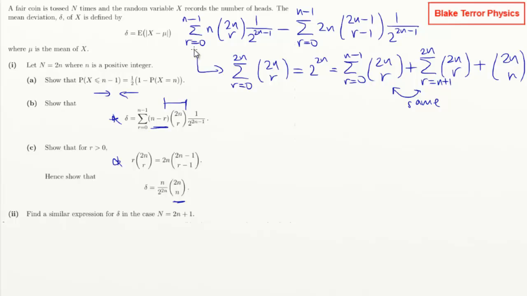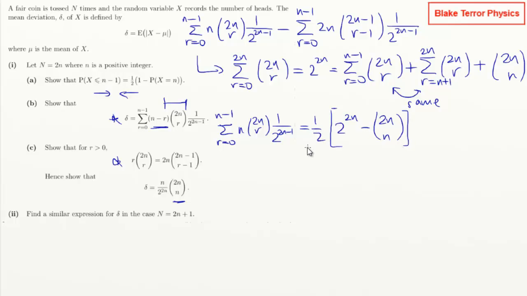So what does that mean for this first sum? The sum from r is 0 to n minus 1 of 2n choose r, times 1 over 2 to the 2n minus 1, is going to be equal to 2 to the 2n minus 2n choose n, and then I need to do a half of this. Okay, I think that is everything. Yep, that looks like it's everything. Right, so now I need to deal with the second sum.